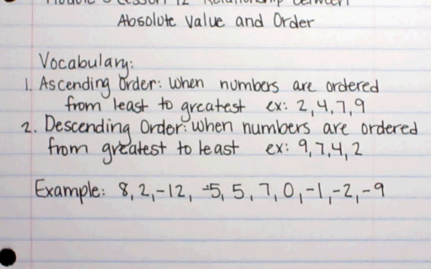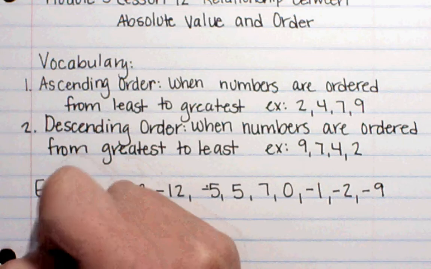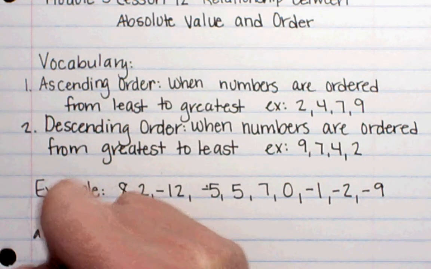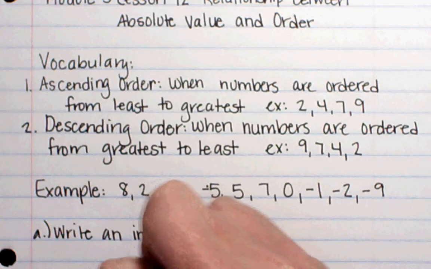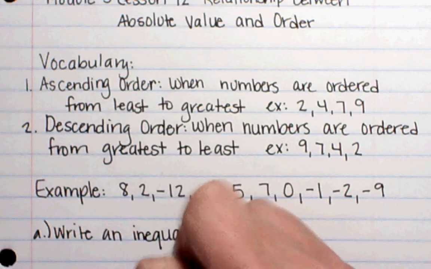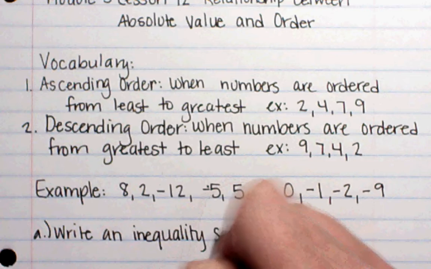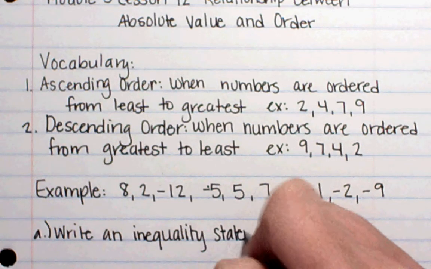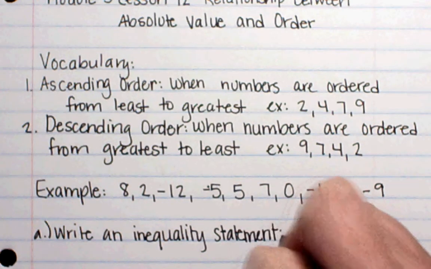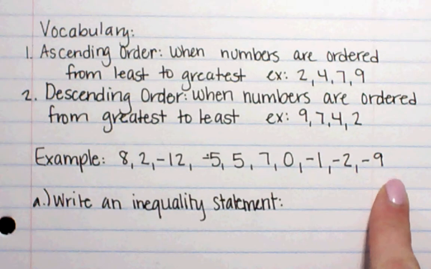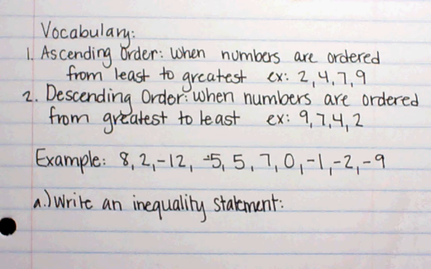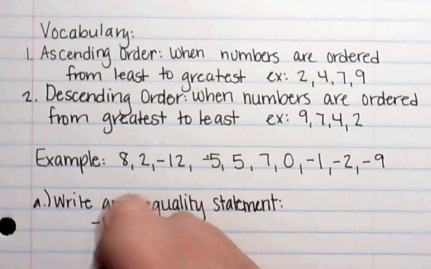Now, the first step would be to write an inequality statement using these integers that I wrote you. So I'm going to start with the smallest number. The smallest number with negative numbers would be the one furthest away from 0, and I know that is -12. So I'm going to start with -12.